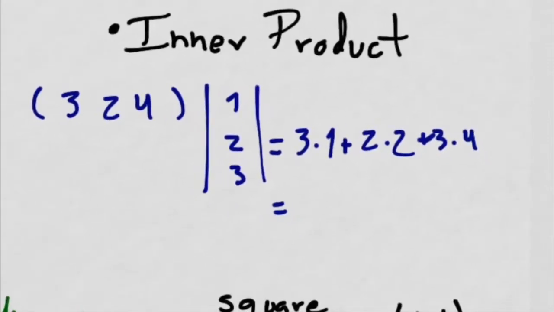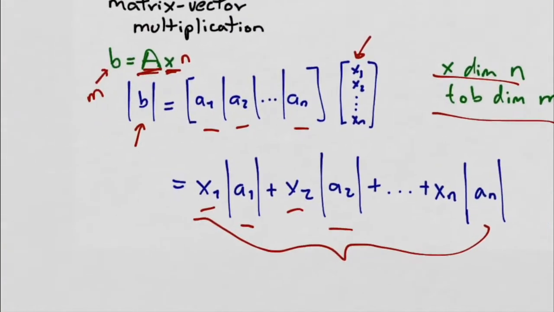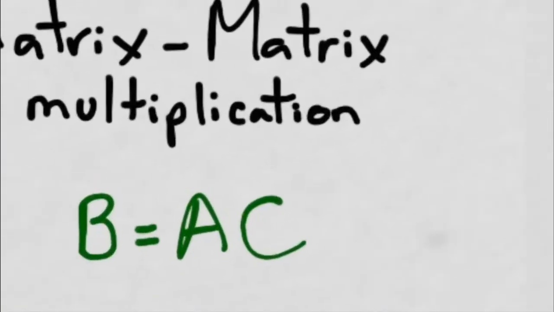In this case, it multiplies each element and sums them up. 3 times 1 plus 2 times 2 plus 4 times 3, this is equal to 19. We already looked at matrix vector multiplication. Let's look at another kind of multiplication, the matrix multiplication.